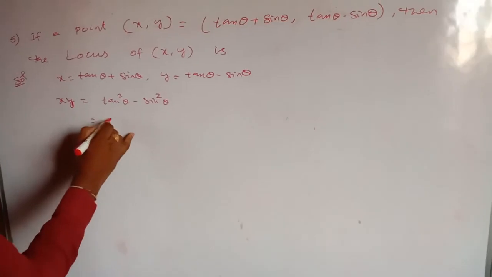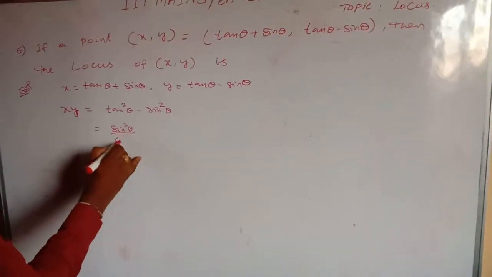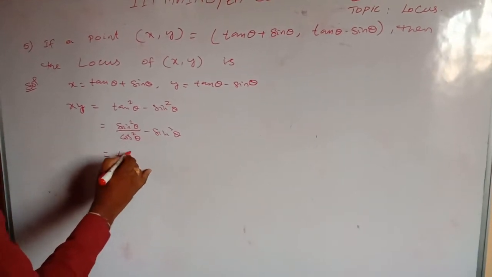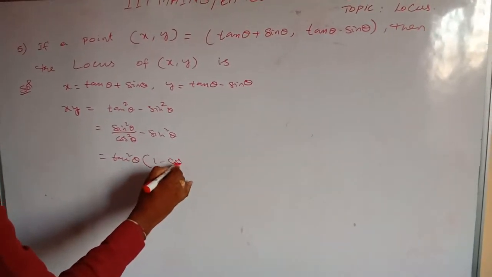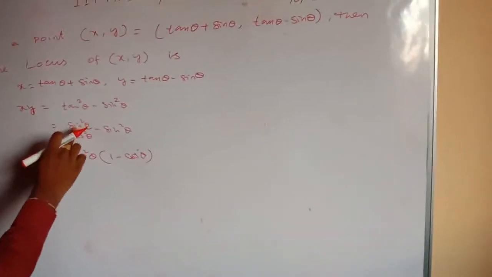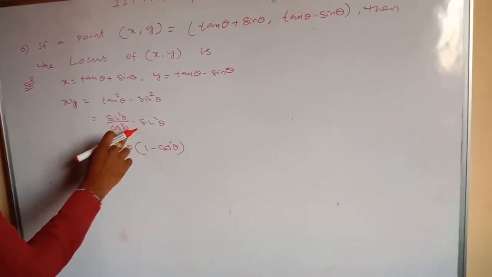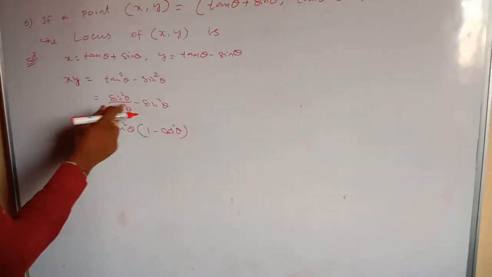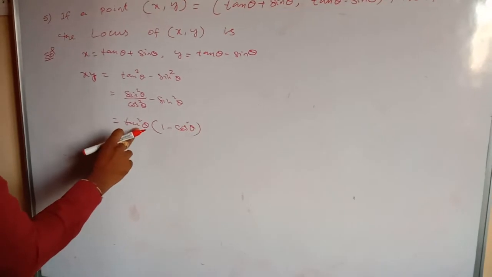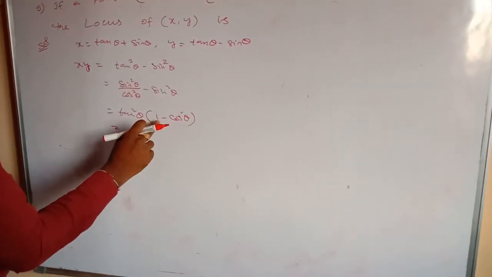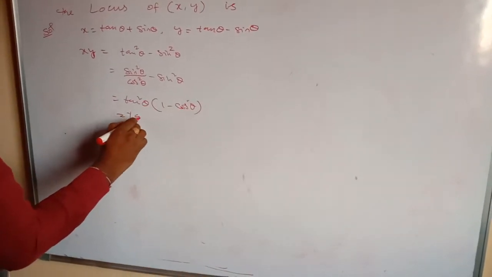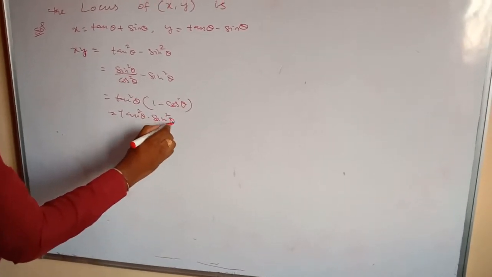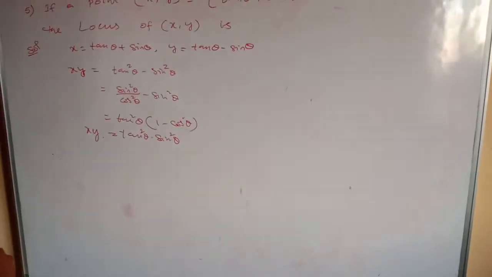This is tan square theta, meaning sin square theta by cos square theta, minus sin square theta, and this is tan square theta into (1 minus cos square theta). So here the LCM is cos square theta. Now sin square theta minus sin square theta into cos square theta. The sin square theta term is common, so sin square theta by cos square theta is tan square theta. The remaining term is 1 minus cos square theta. That means tan square theta into (1 minus cos square theta) is sin square theta. Okay, so this is xy.